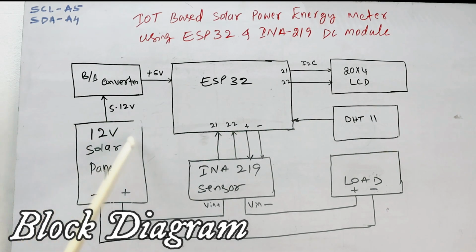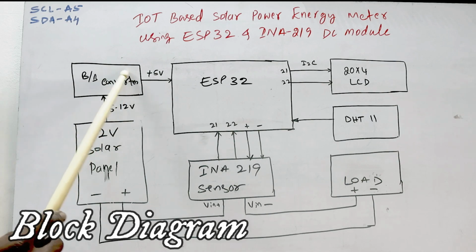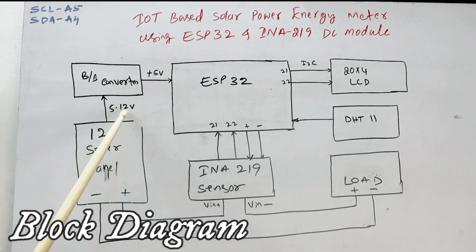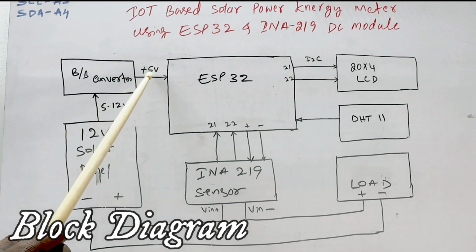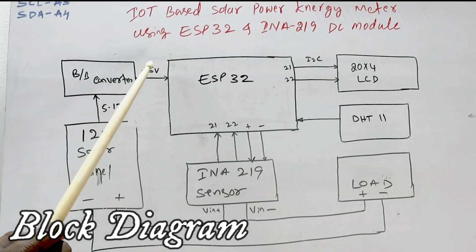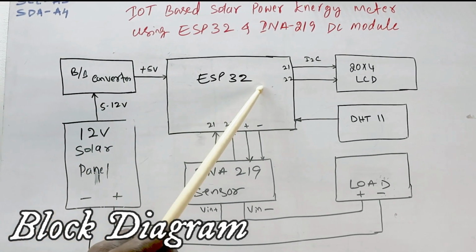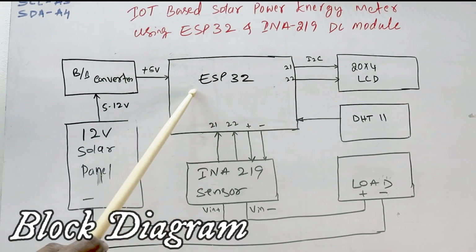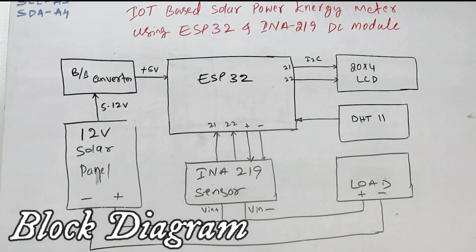Here we are using a 12 volt solar panel, and its output is fed into a buck boost converter. This buck boost converter converts the 12 volt power supply to a 5 volt regulated power supply, and it is fed to an ESP32 microcontroller board as an operating voltage.